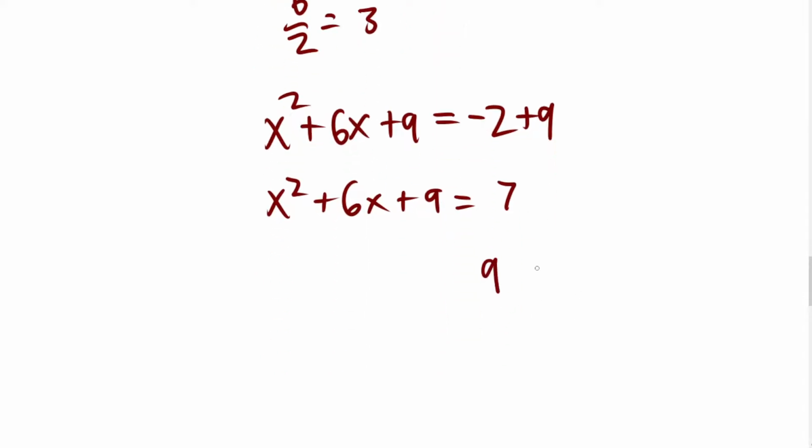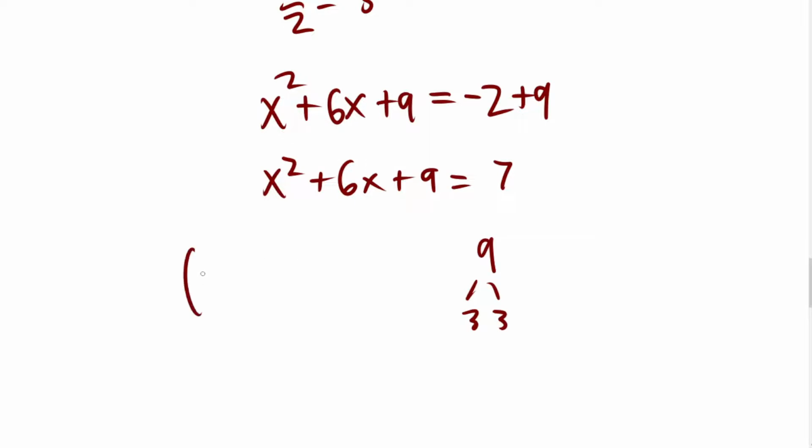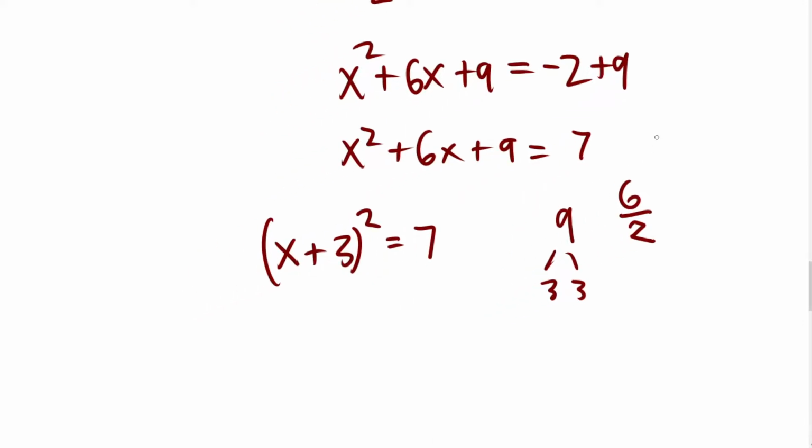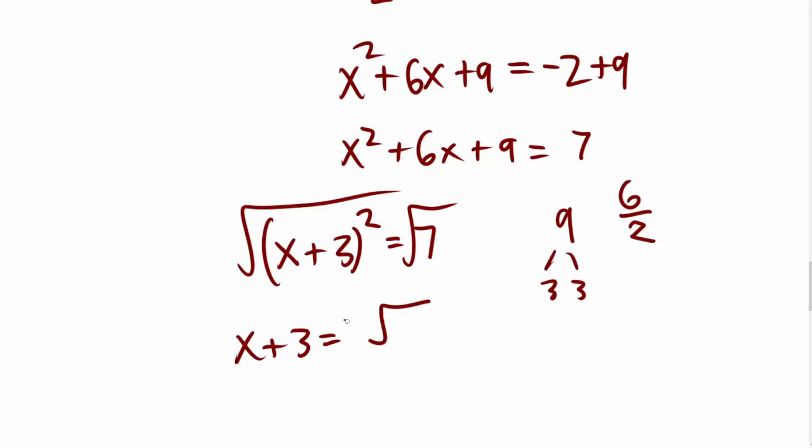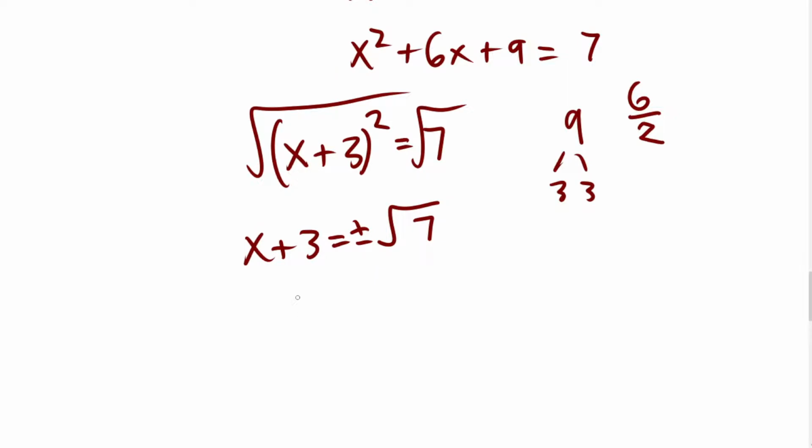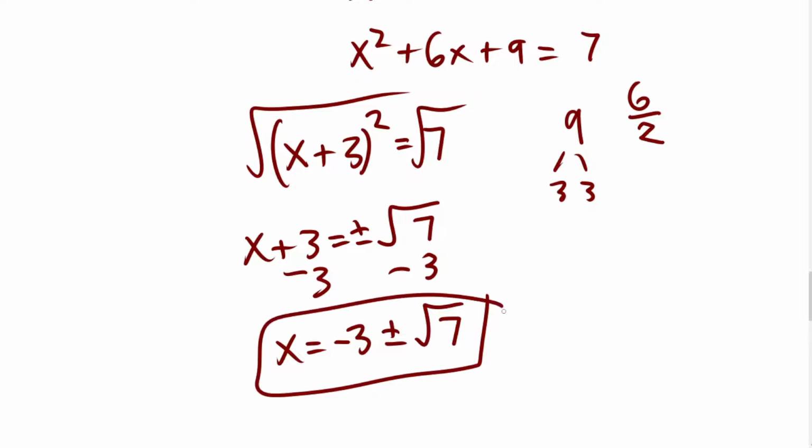We can factor now. 9 is 3 and 3, which is the same as your 6 divided by 2. So you have x plus 3, x plus 3, or you could write x plus 3 squared, and then equals 7. And then you can square root both sides. So you get x plus 3 equals plus or minus the square root of 7. And then you subtract 3 from both sides. So you'll have x equals negative 3 plus or minus the square root of 7. And that would be your answer.